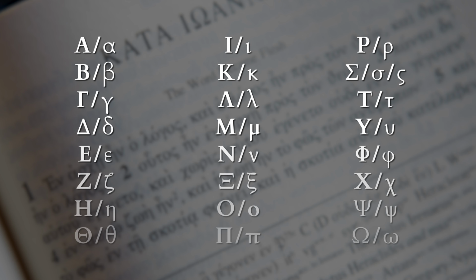In the two previous videos, we introduced the first 2/3 of the Greek alphabet, letters alpha through pi. Before we move on, let's review what you have already learned thus far. Alpha, beta, gamma, delta, epsilon, zeta, eta, theta, iota, kappa, lambda, mu, nu, xi, omicron, pi.